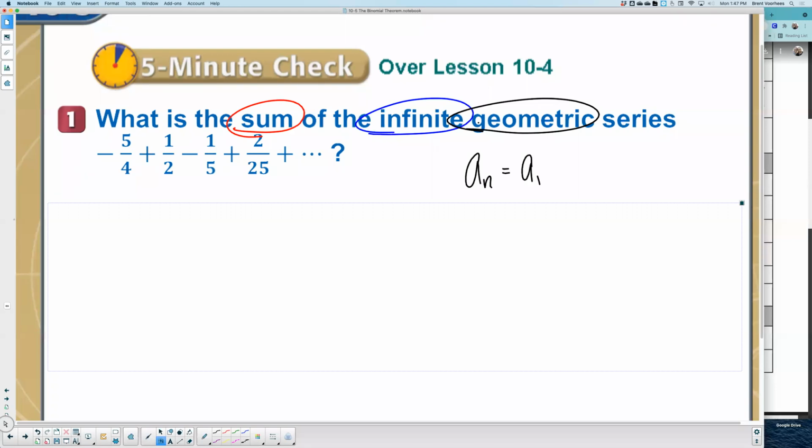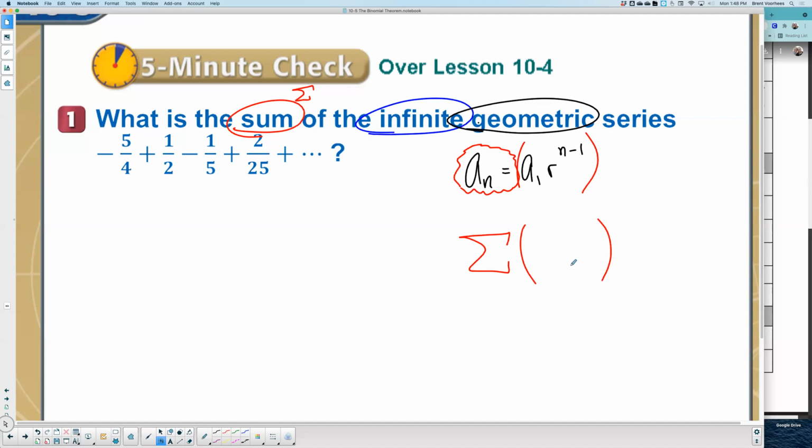AN equals A1 times R to the power of n minus 1. What do I do with the sum? Or what symbol will calculate a sum? Sigma. What does sigma represent in the formula, or what does it replace, I should say? AN equals. This part is going to come out and be replaced by sigma. Now, for my sigma, I want to put a parentheses around all that. Whenever we write a sum by hand, we should have an n equals 1 as a lower bound. The upper bound depends on the problem.